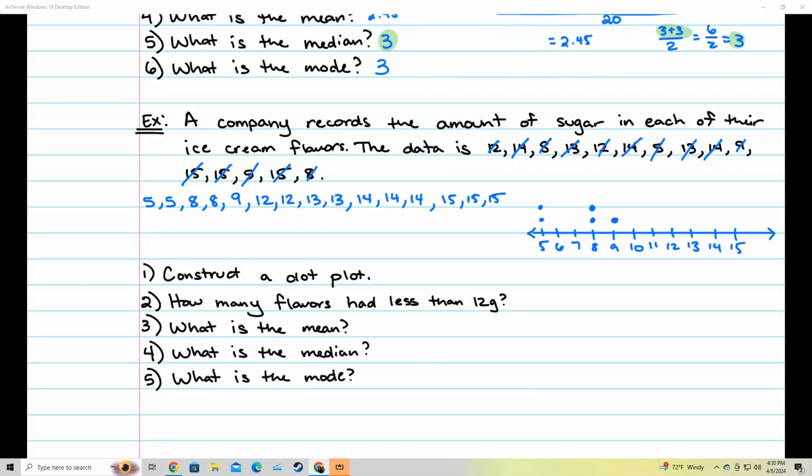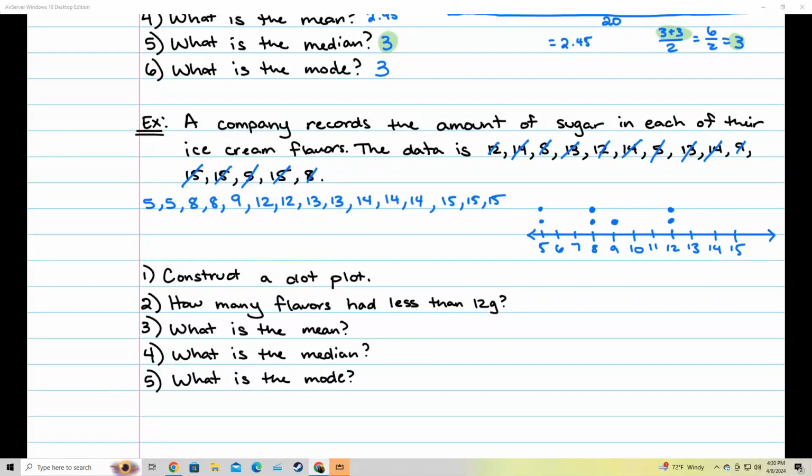There are 2 12s, so dot and dot on 12. There are 2 13s, so dot and dot on the 13. There are 3 14s, so I'm going to put 3 dots on the 14, and then there are 3 15s, so 3 dots on the 15. And it looks like my dot plot is done. So number 1 is set.